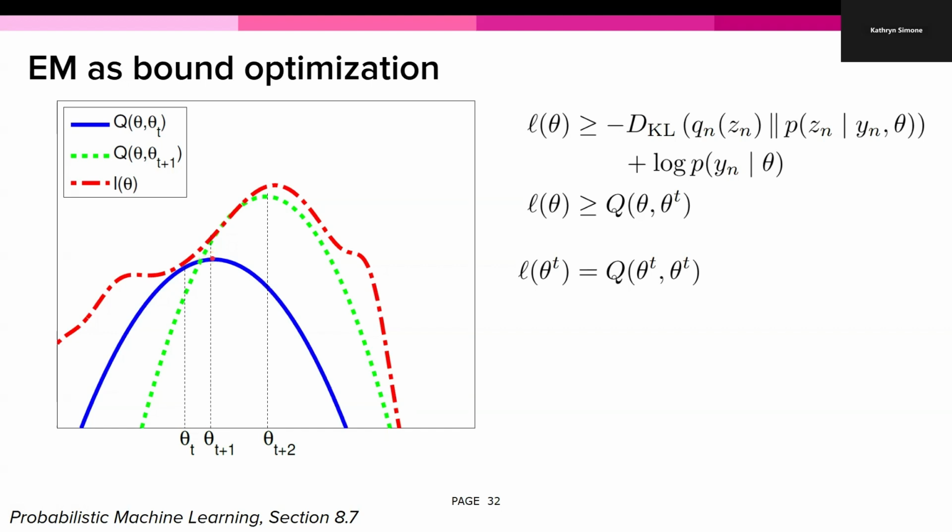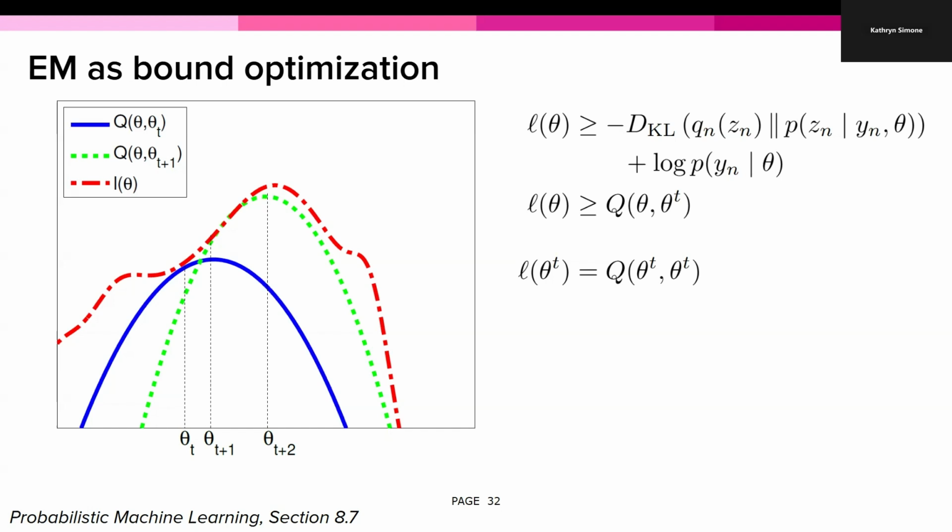And then with these new parameters, we can compute a new lower bound, now represented by this green curve here. Then that new lower bound, we're going to maximize, and then the process repeats. And so we keep iterating like this, bouncing back and forth between computing the lower bound and then maximizing it, gradually refining our parameters with each step.